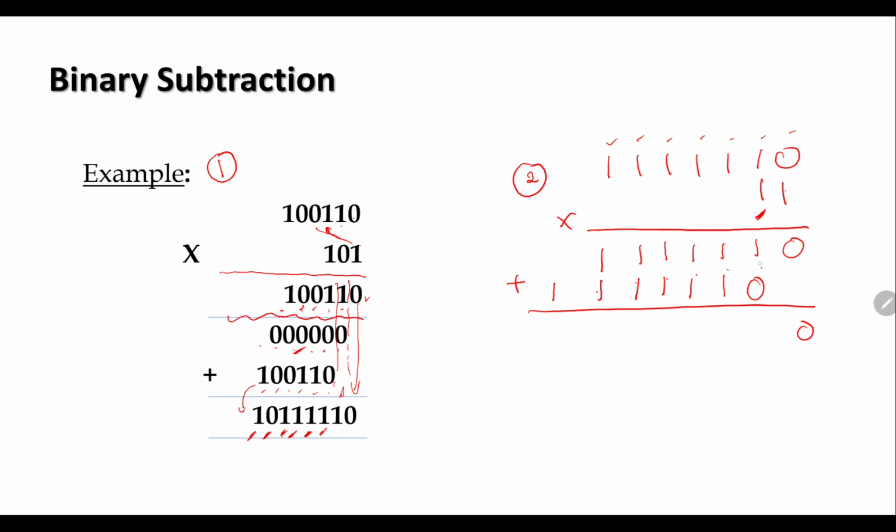So put a 0 here. 1 plus 0 is 1. 1 plus 1, 0, carry 1. 1 plus 1, 0 carry 1, you break because you have 1 here, carry here. 1 plus 1 is 0, carry 1. 1 plus 1 is 0, you got 1 here, carry here. 1 plus 1 is 0, 1, carry here. 1 plus 1 is 0, carry 1 over here. So the answer will be 10111010.